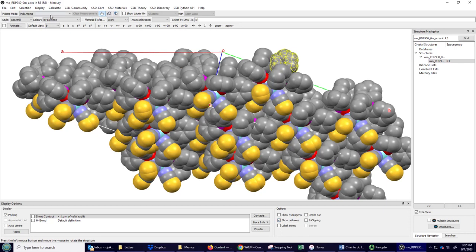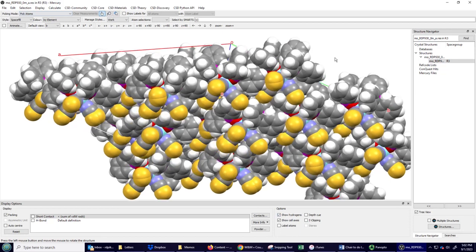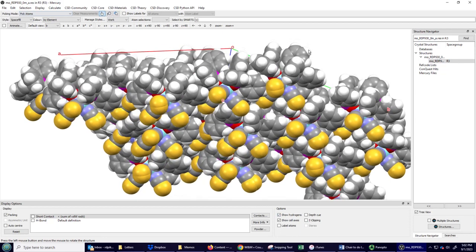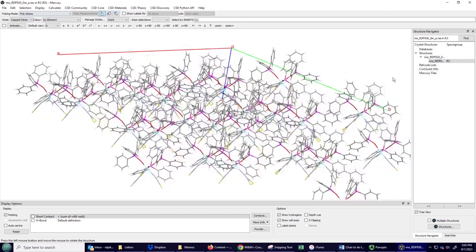I could turn on the hydrogens again, and that will show this phenomenon even more, because look how the hydrogen here that I'm pointing out is really part and parcel of this carbon atom. It's almost sunk right into it. All right, let me turn off space filling here and go back to the cap sticks that I started with.